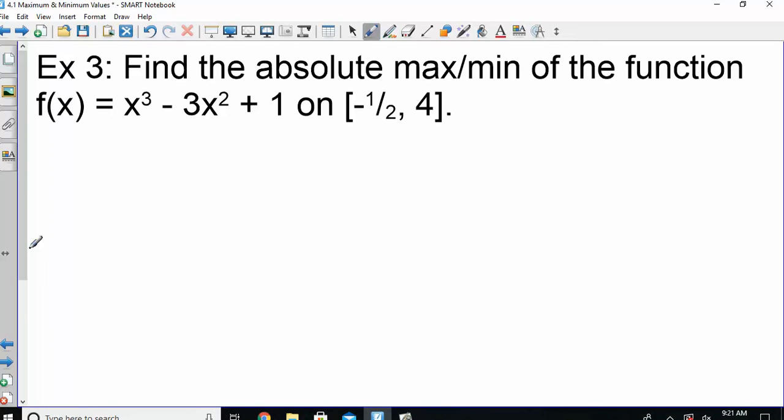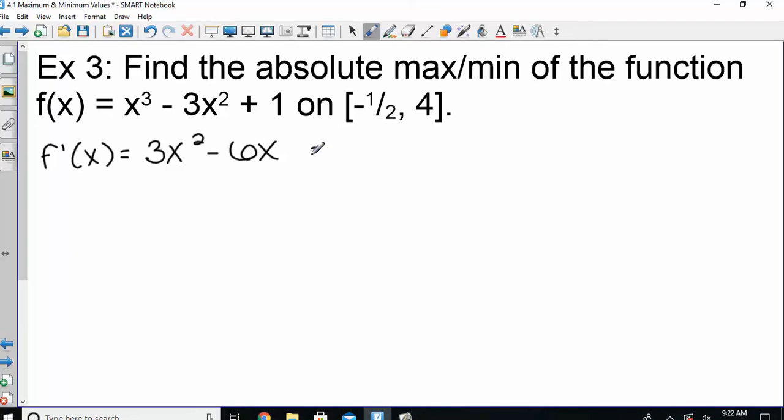First step to do that is to find the critical points. So we need the derivative. This is a polynomial, so a nice easy derivative, 3x squared minus 6x. Is this ever going to be undefined? No. If you have a fraction, you need to think about the denominator, but if it's polynomial, it's always defined.